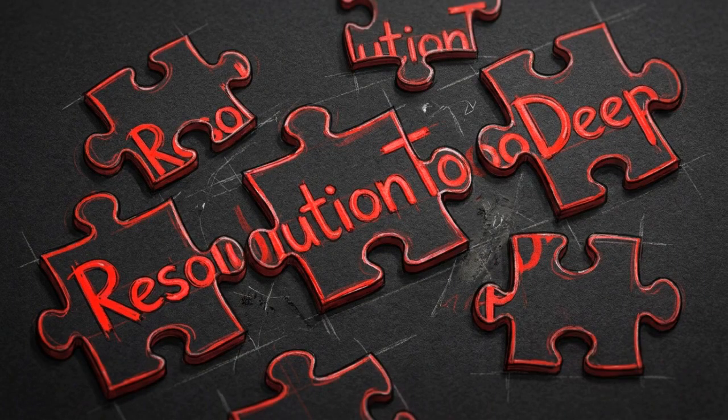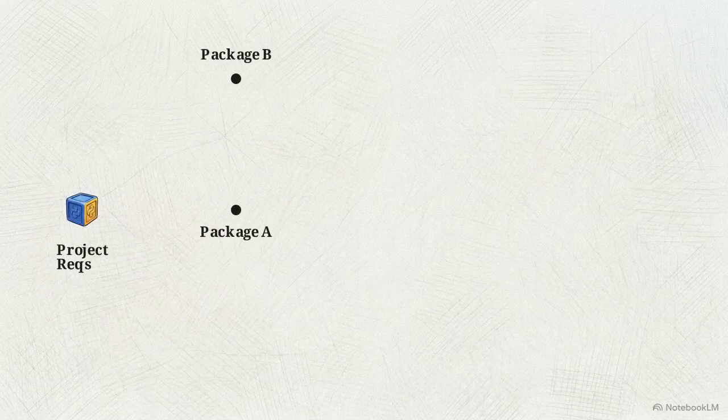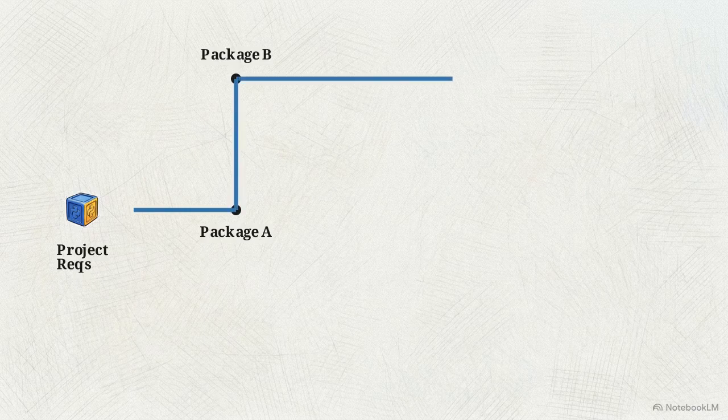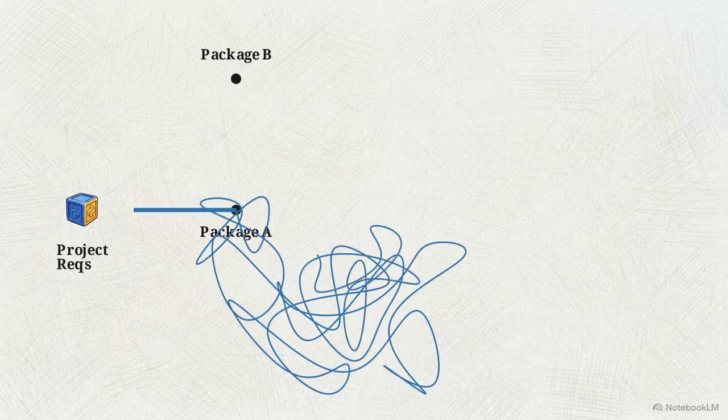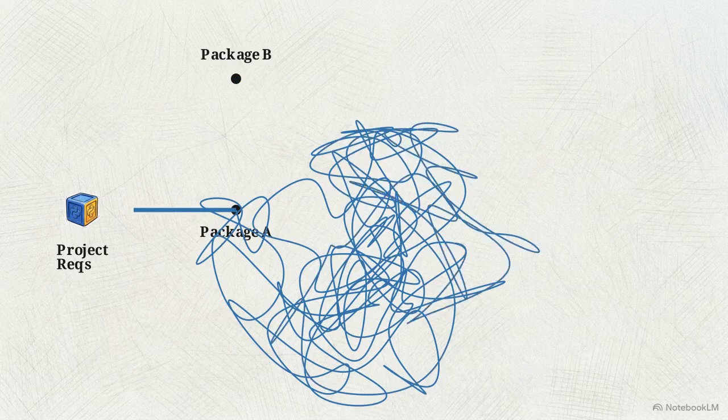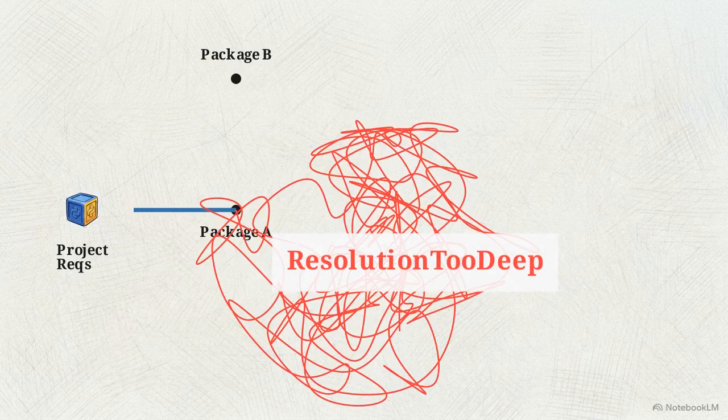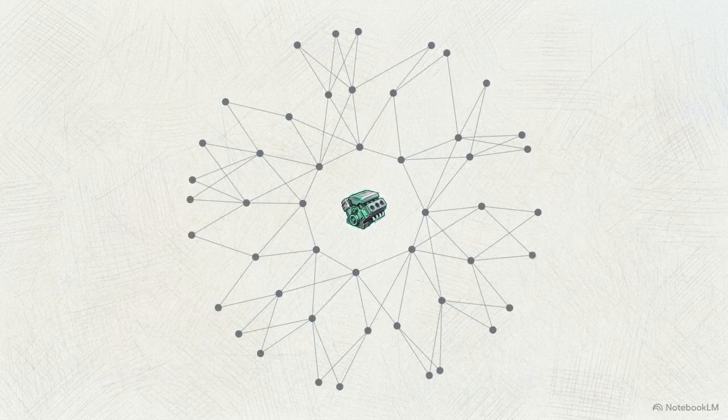ResolutionTooDeep error. To understand why it happens, we have to look at how these tools solve puzzles. Pip is built for speed. It uses a linear backtracking algorithm. It installs package A, moves to package B, and if it suddenly realizes B requires an older version of A, it hits a wall. For complex AI, pip gets stuck in a massive loop of trial and error until the system crashes.